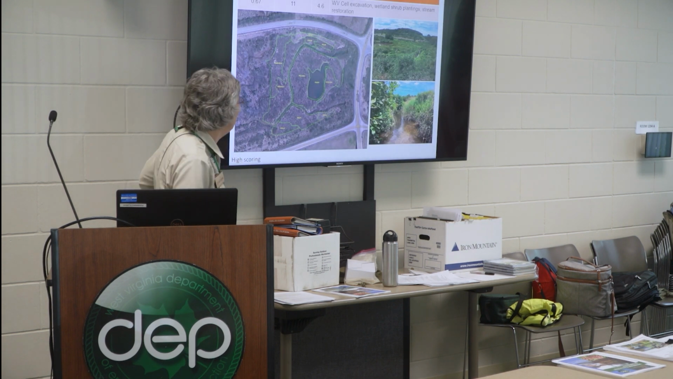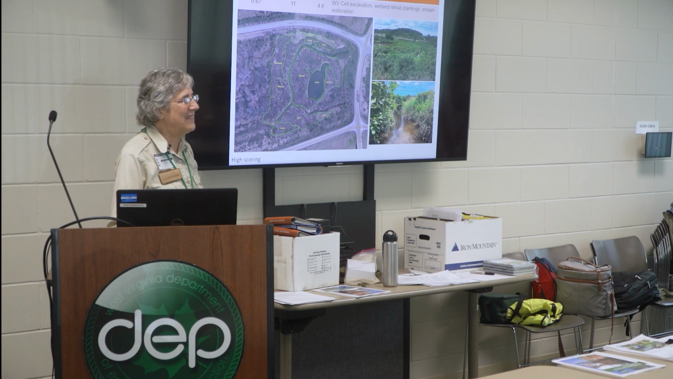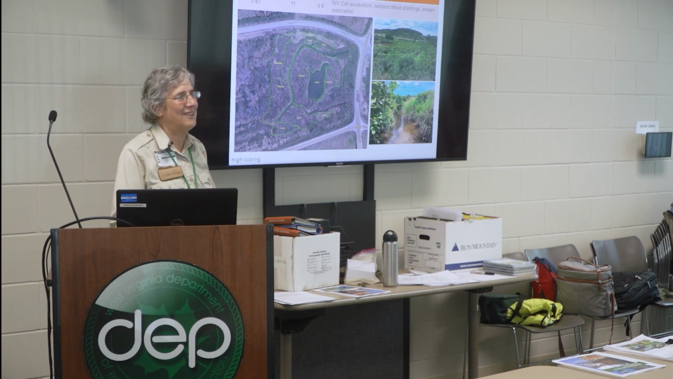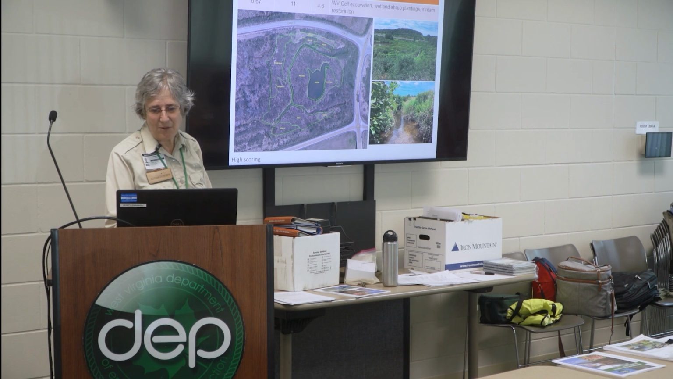These are some pictures of it. So 0.67, this was 11 years post-construction, 4.6 acres. They excavated the West Virginia cell and did shrub plantings and stream restoration. And it's right there in between the highways, and it's full of pollinators. It's kind of cool.